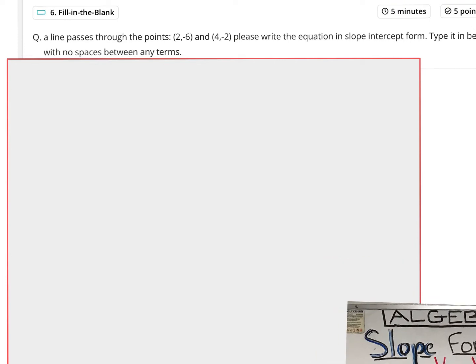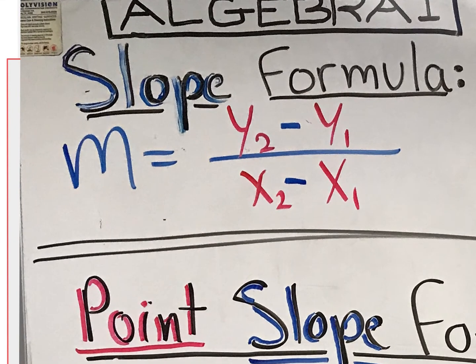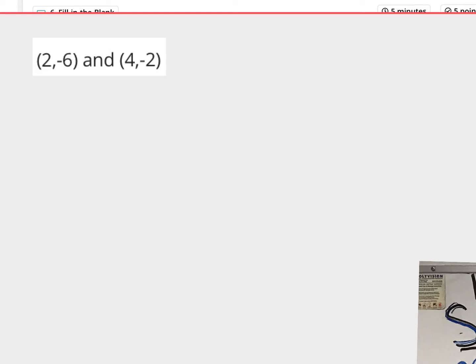And what's the only thing we could do with 2 points? The only thing we could do with 2 points, you always begin with 2 points and finding the slope formula. This is why I wrote it first up on the board. You're going to begin with the slope formula. So what is the slope formula again? Let's write it down. m equals y2 minus y1 over x2 minus x1.